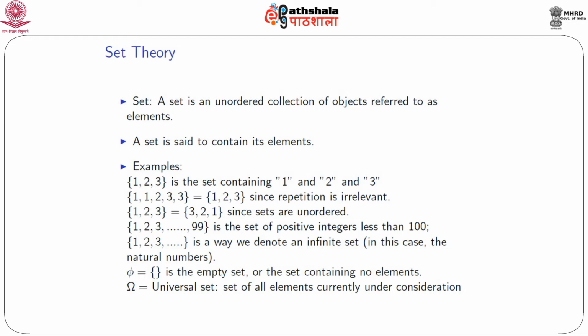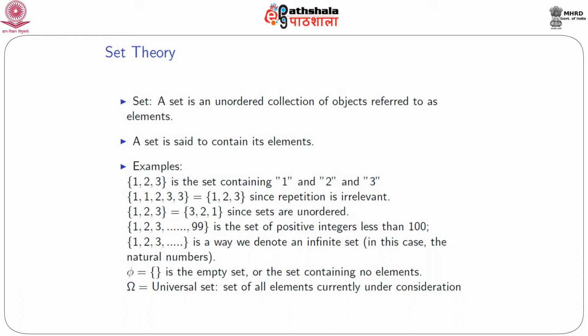Now, this set {1, 2, 3} can be written as {3, 2, 1} because sets are unordered. So, ordering does not have any effect on a set. Now, this is another set, it is {1, 2, 3, ..., 99}. We can say that it is a set of positive integers less than 100.